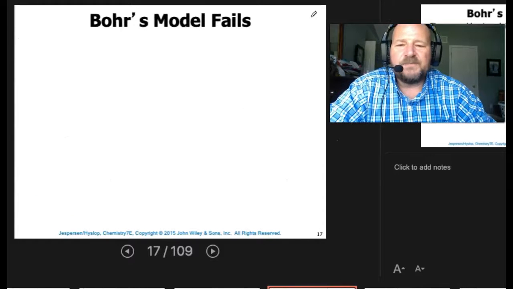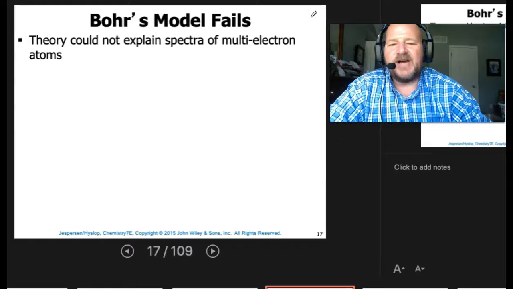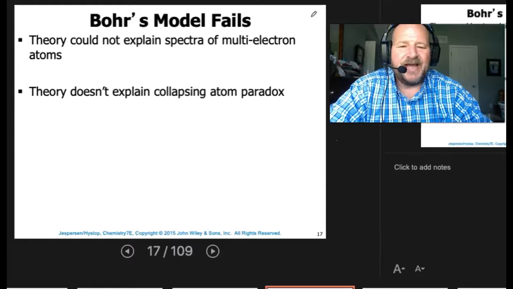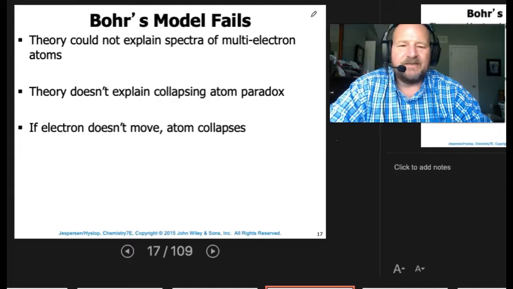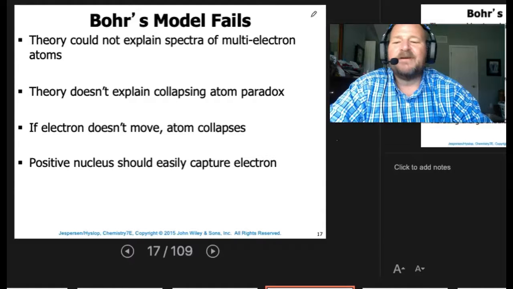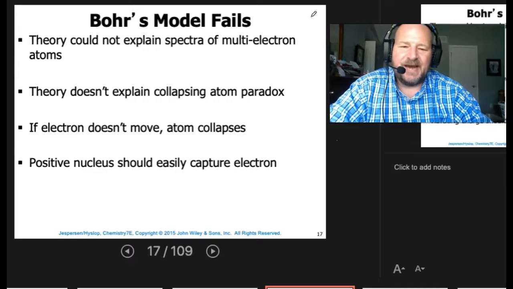Now, why does Bohr's model fail? Well, the theory could not explain spectra of multi-electron atoms. The theory doesn't explain the collapsing atom paradox. If an electron doesn't move, the atom collapses. The positive nucleus should easily capture an electron. Okay, so that's the collapsing atom paradox.